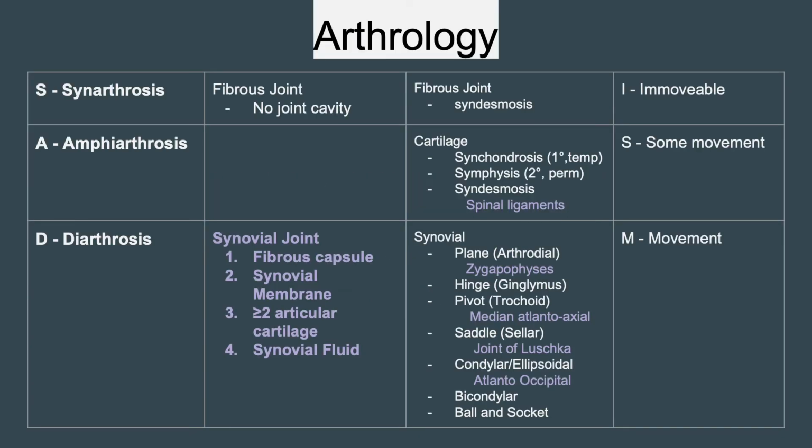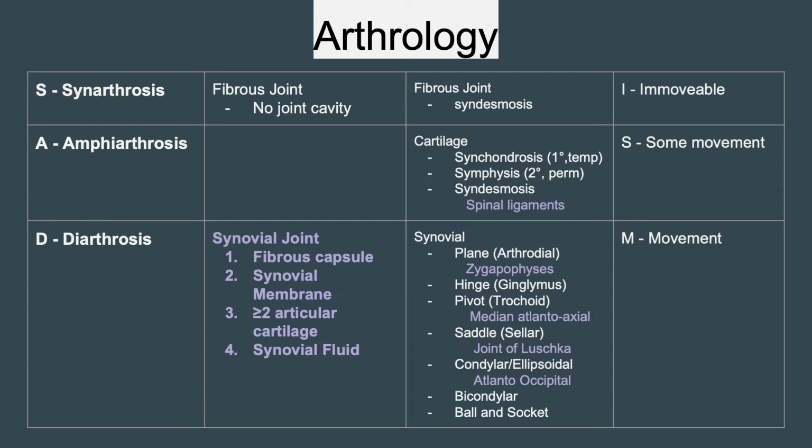So if you're a chart person, this helped me a lot. We have the 3 different types of joint classifications on the left. So you're going to want to know all of those and what they represent. This is a bit of a review from your Phys 1.